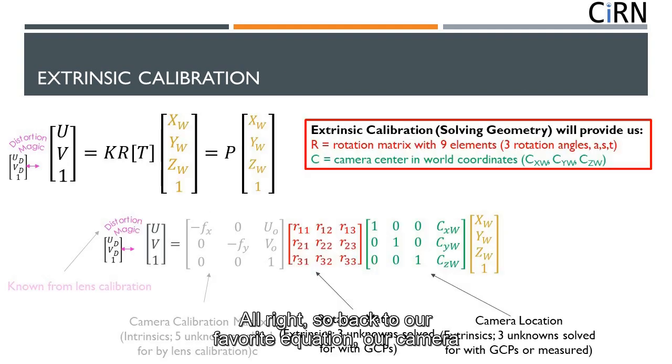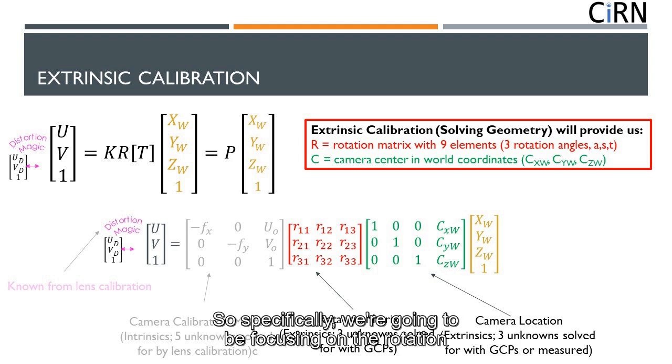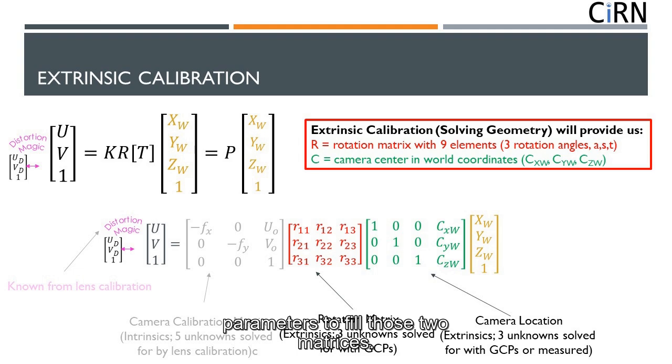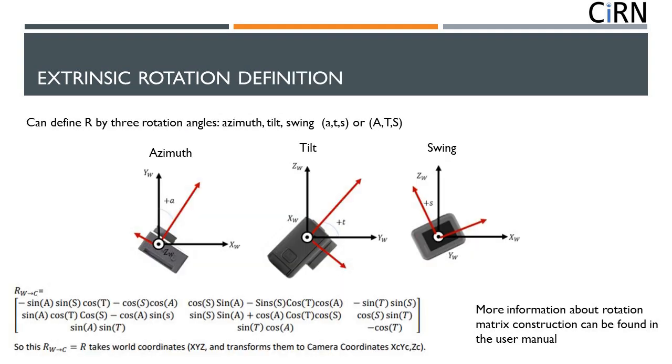All right, so back to our favorite equation, our camera projection equation. Specifically, we're going to be focusing on the rotation matrix and the translation matrix and how we get the parameters to fill those 2 matrices. We saw this slide earlier. I messed it up. I'll try to do it correctly this time.